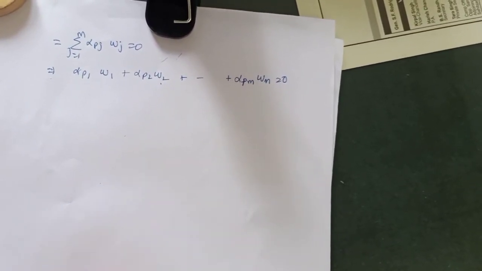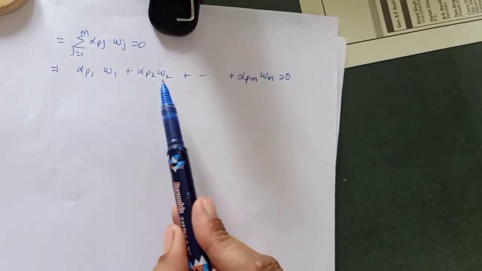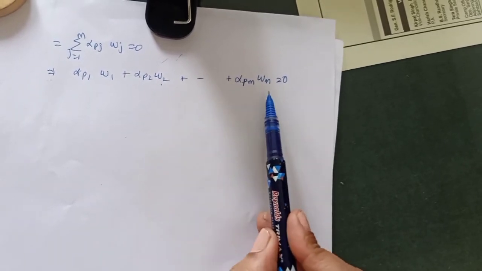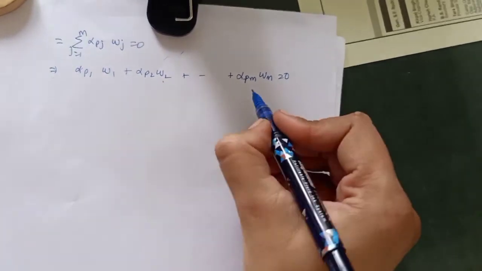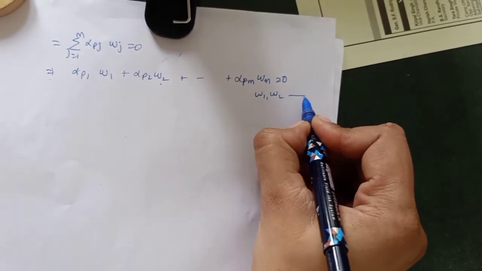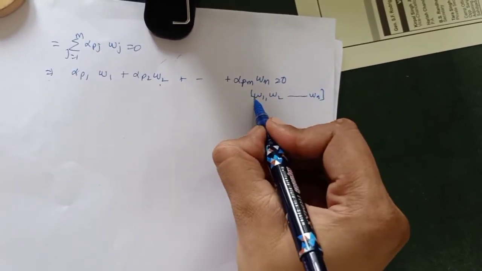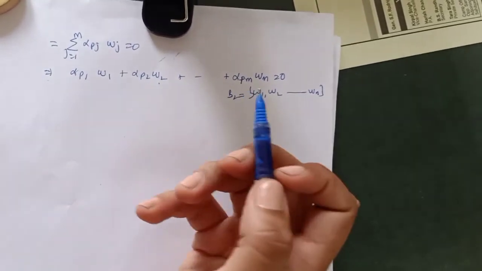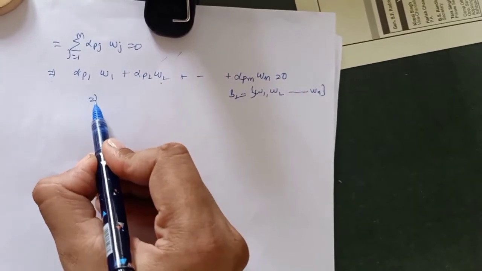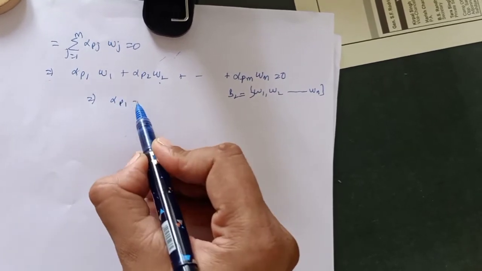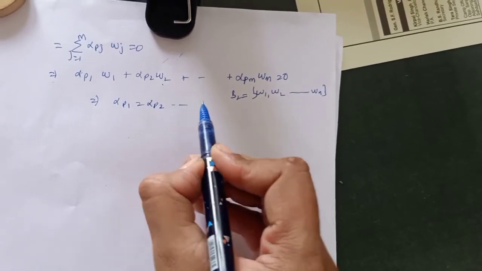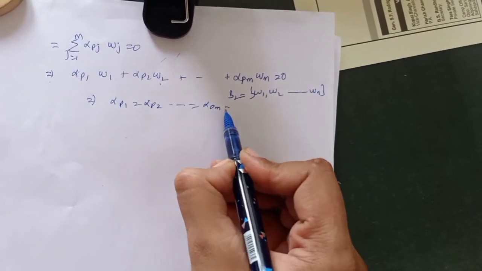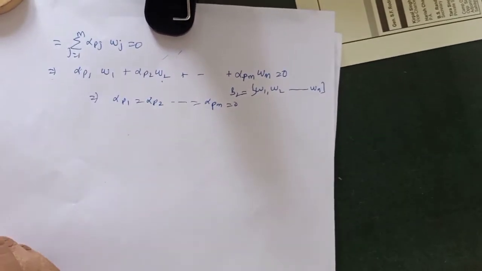Now can you observe what this is? Isn't it a linear combination of w1, w2 up to wm? So what were w1, w2 up to wm? It was the basis B2 of W, so it has to be linearly independent. Therefore all these alpha p1, alpha p2 up to alpha pm have to be 0.